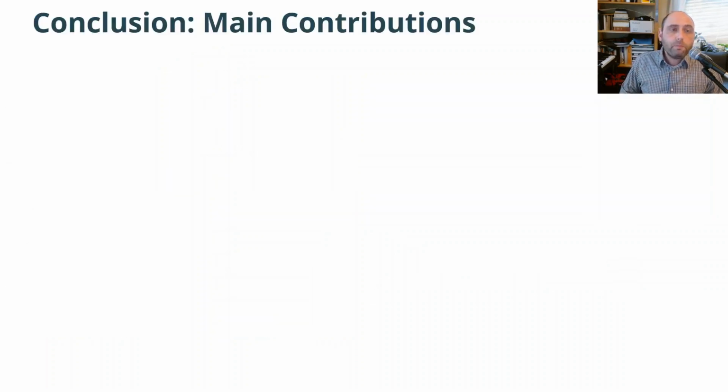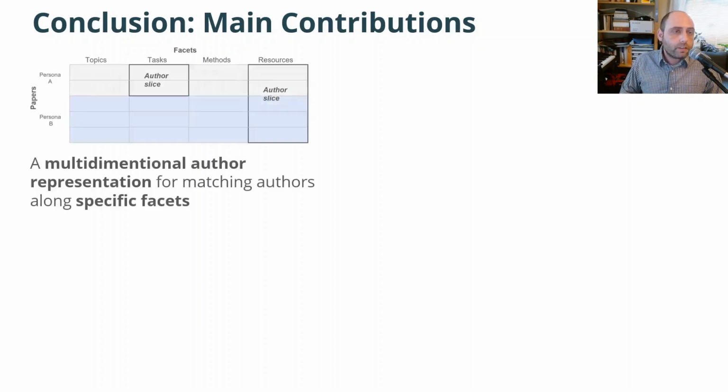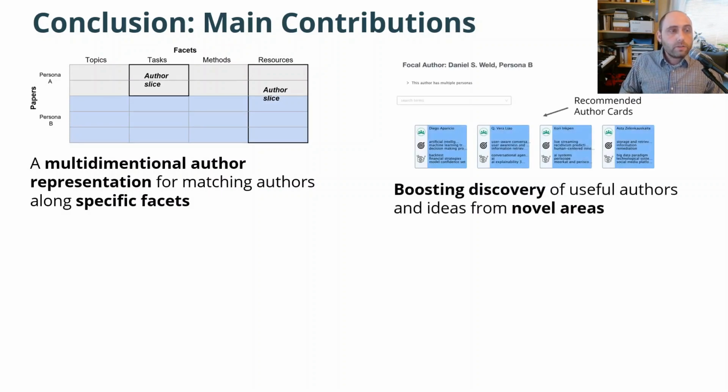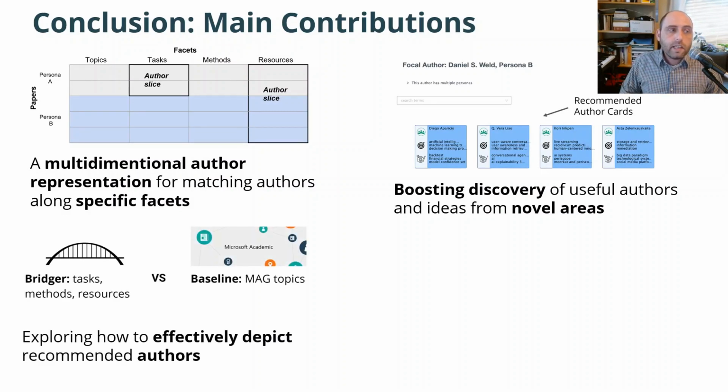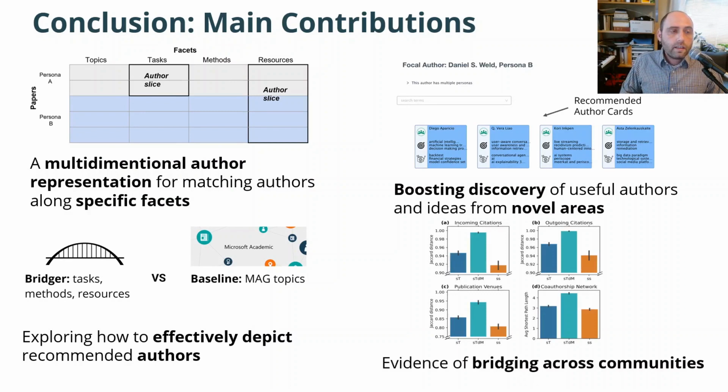In conclusion, we present our work's main contributions: a multidimensional author representation for matching authors along specific facets, boosting discovery of useful authors and ideas from novel areas, exploring how to effectively depict recommended authors, and evidence of bridging across communities.